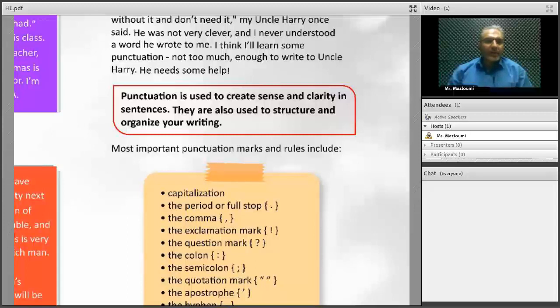So, everyone, punctuation is used to create sense, to make our sentences, our paragraphs meaningful, to create clarity, to make it easy to understand. So, to create clarity in sentences.